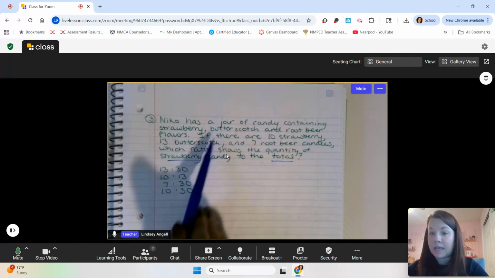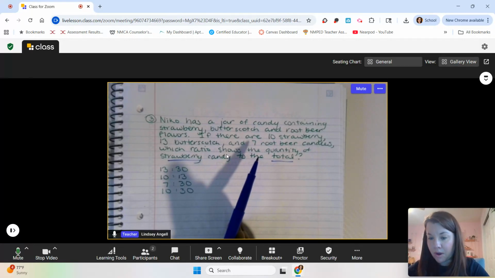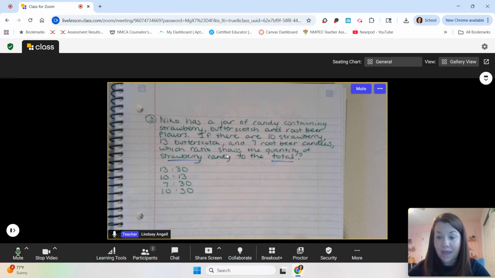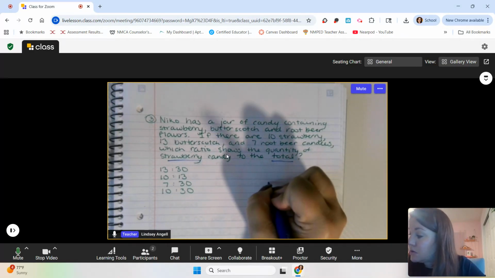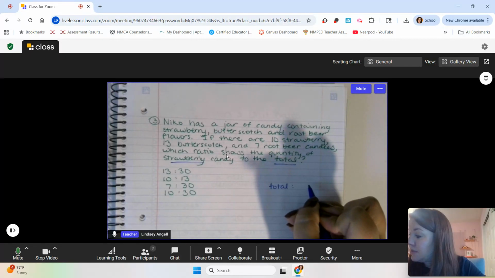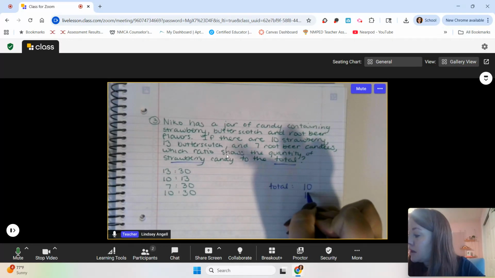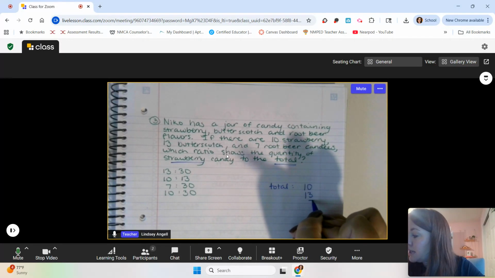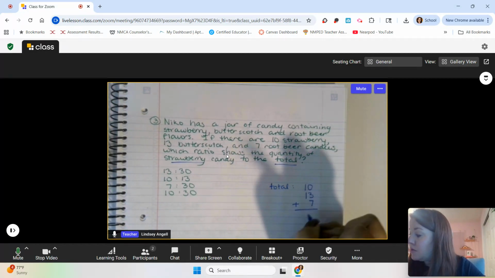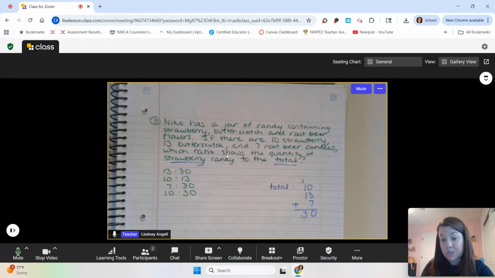Now, I wasn't given the total amount in the problem. In order to find the total, hopefully you recognize, you'd have to add them all together. So to find the total, I would add, let's see, we had 10 strawberry, 13 butterscotch, and 7 root beer. So, and when I add those together, I get to 30. So my total is 30 candies in this jar.